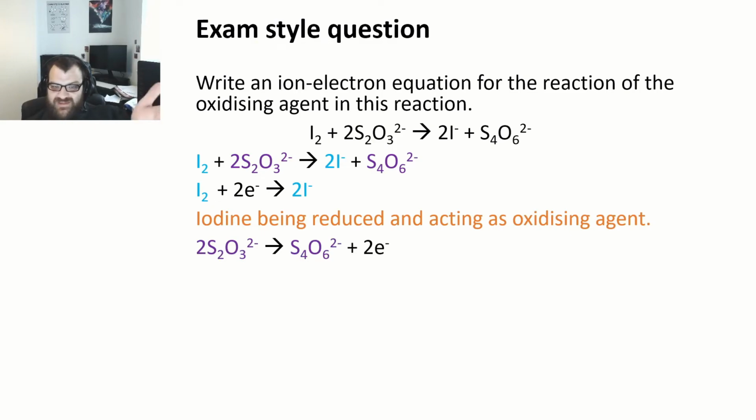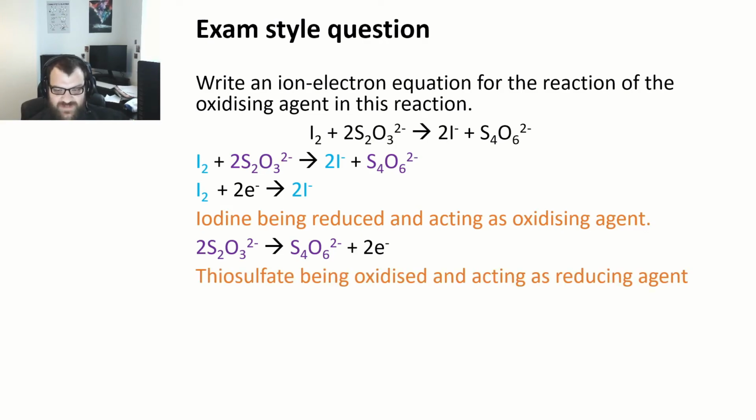If we take the sulfur part, the thiosulfate, we can do a similar thing to get our second half equation. So our thiosulfate is being oxidized and it's acting as a reducing agent. Now our question specifically wants the oxidizing agent, which means the iodine part is the part that we write down as our answer to pick up the mark.